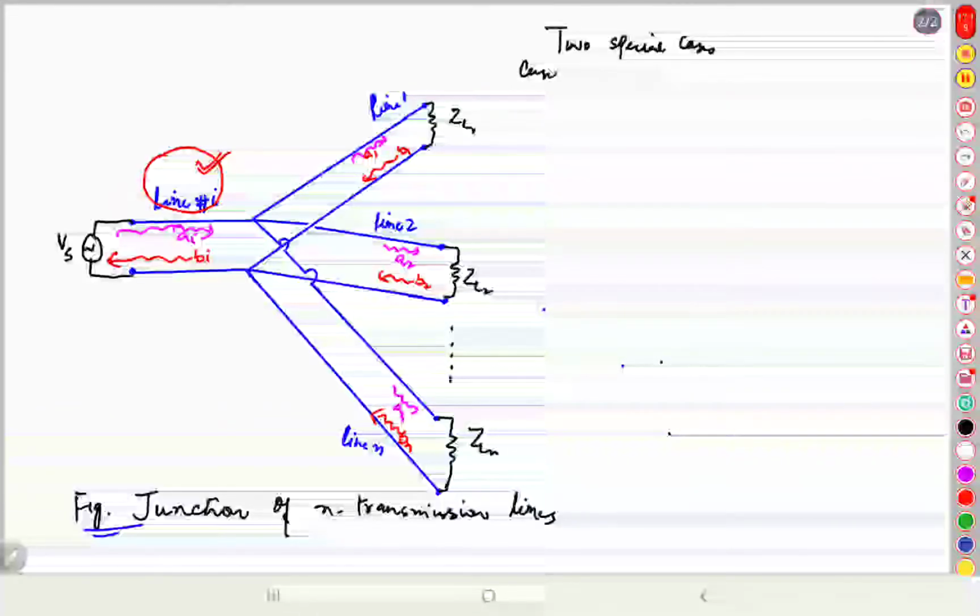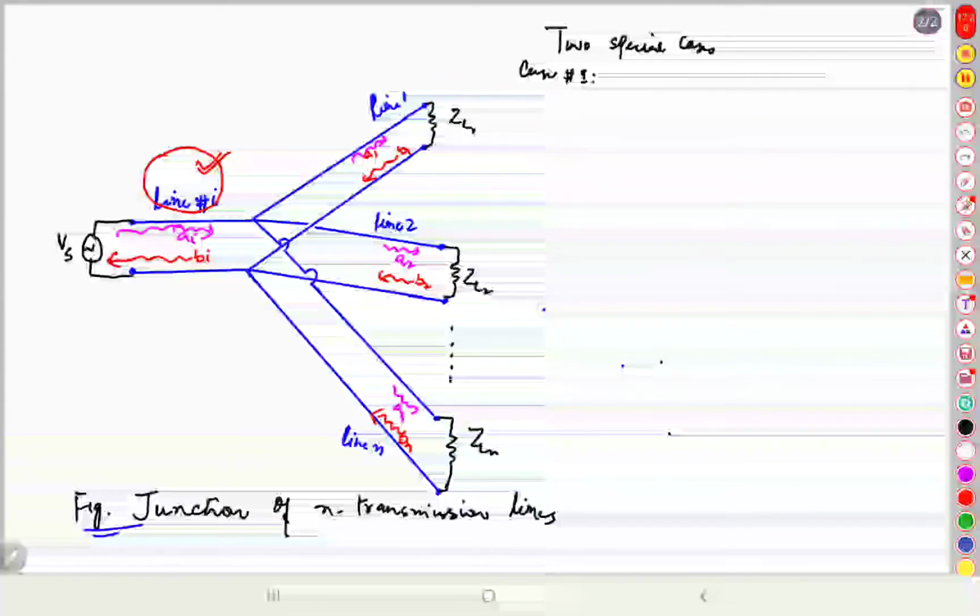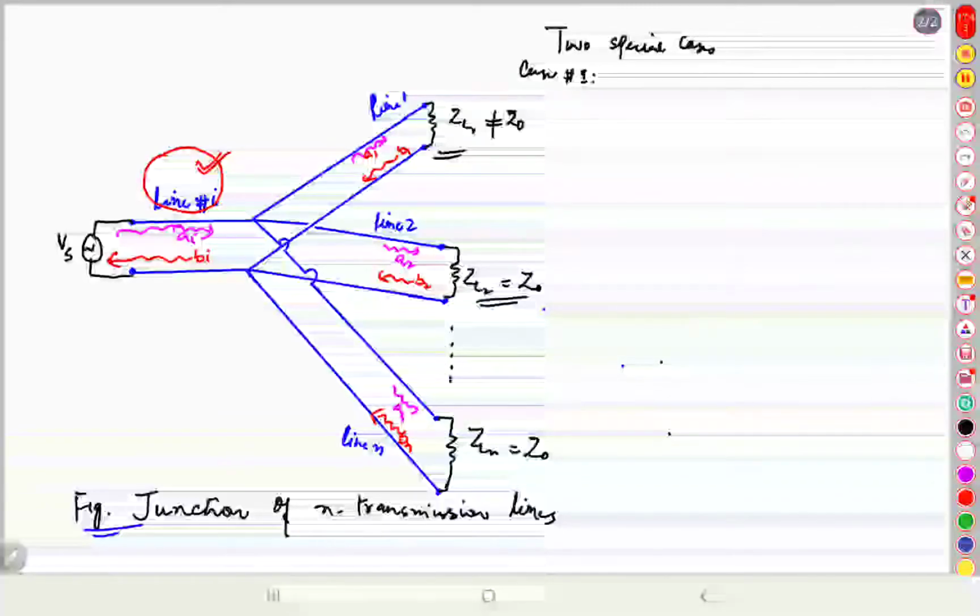Case number 1. The load that's connected to line 1 is not equal to the characteristic impedance of the transmission line, and all other loads are equal to the characteristic impedance. That means all ports except the first port here are terminated at characteristic impedances.